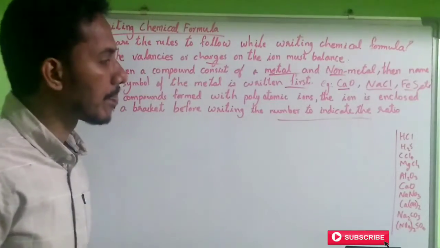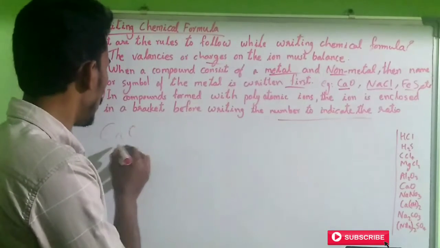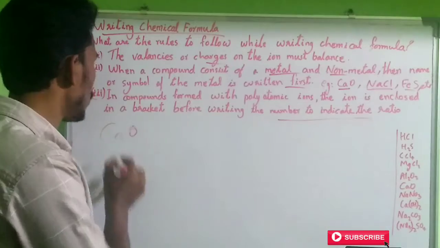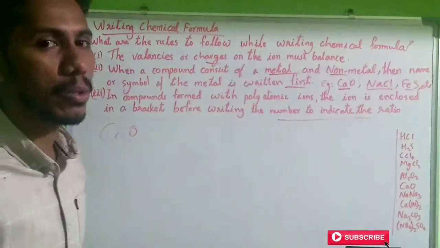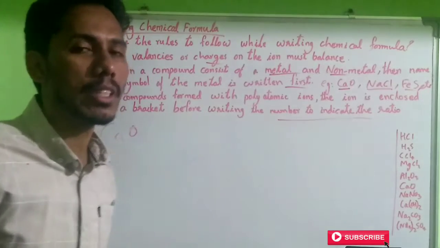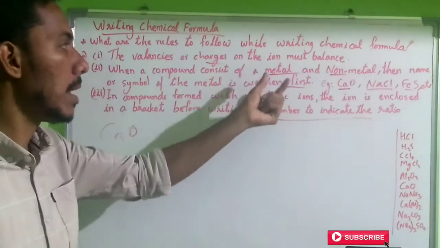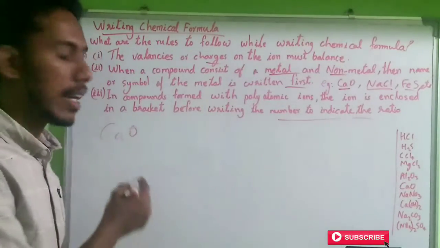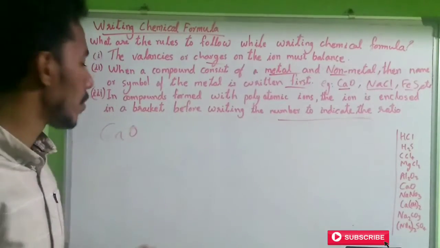Okay, next one. CaO. What is the valency of calcium? Valency of calcium is 2 because it is included in the second group in the periodic table. Hydrogen, lithium, sodium, potassium, rubidium, cesium, magnesium, calcium. Magnesium and calcium are included in the second group in the periodic table. So valency is 2.